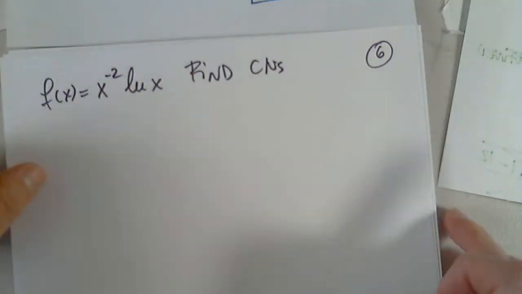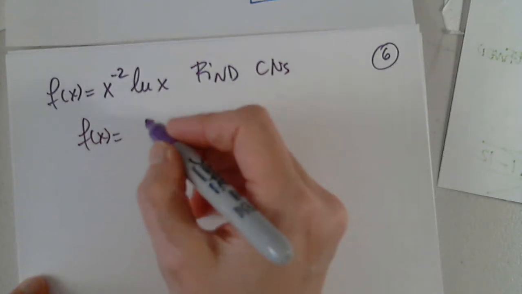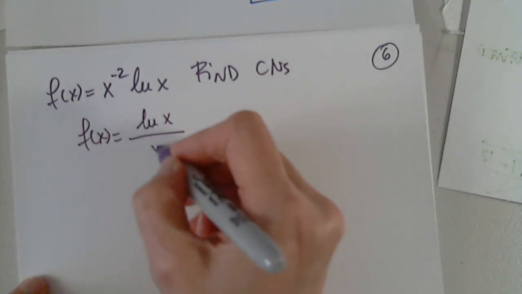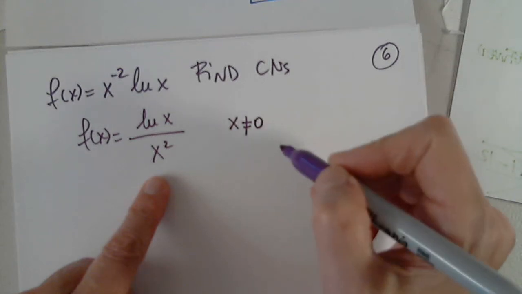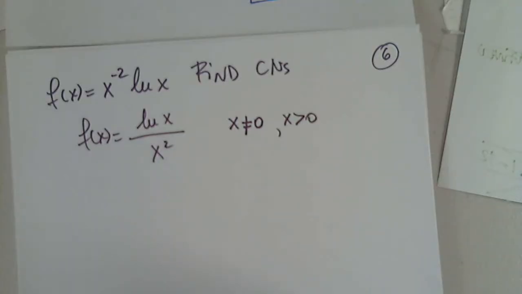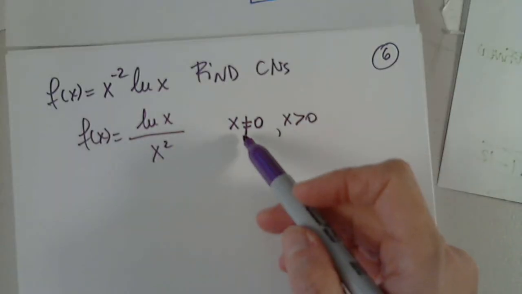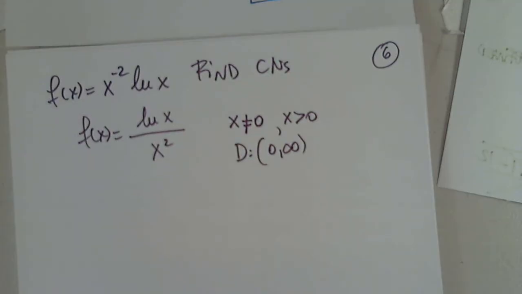But here I have to say, wait a minute. This function is basically natural log x divided by x squared. One problem is already there, and the other problem is that x has to be greater than 0. This one solved this problem as well. So the domain of this function is 0 to infinity.